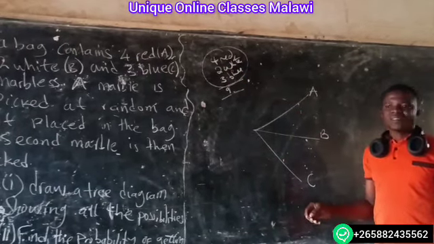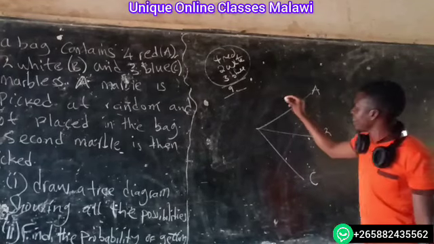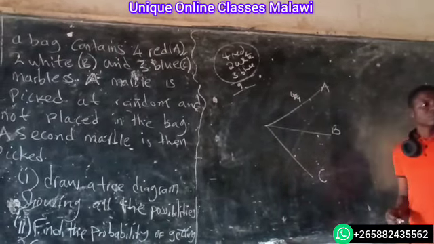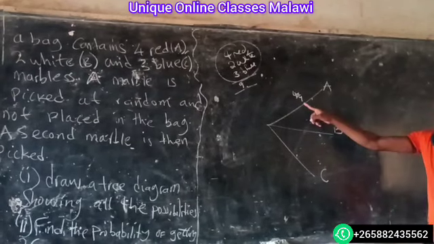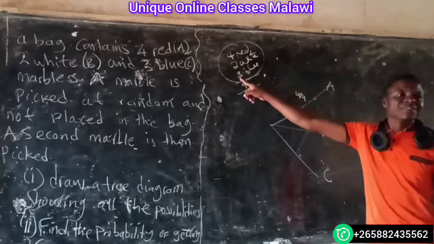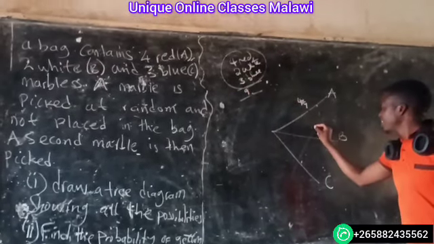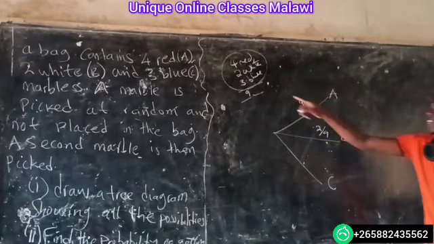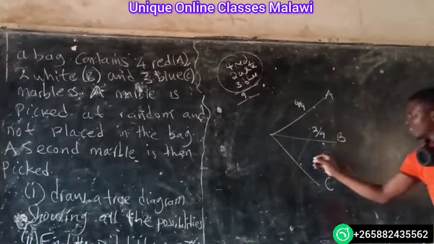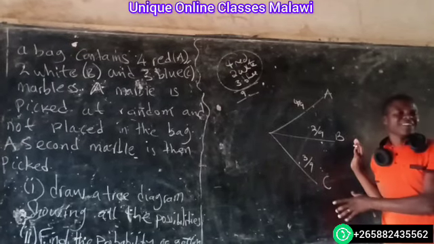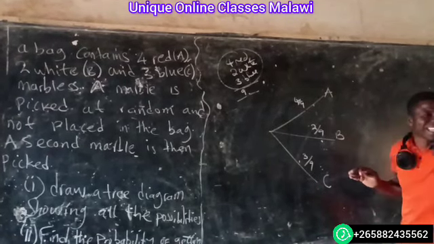4 over 9. So I will take 4 over 9. This is the probability of getting a red. The probability of getting a white is 2 over 9, and the probability of getting a blue is 3 over 9. That is the first pick.